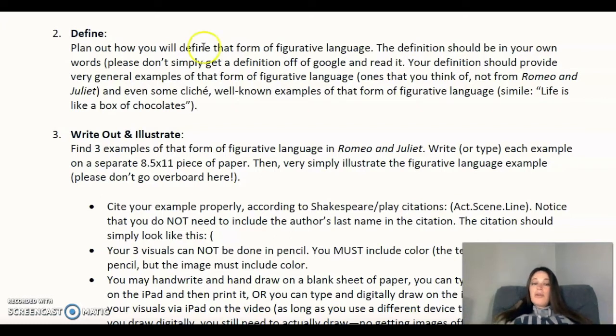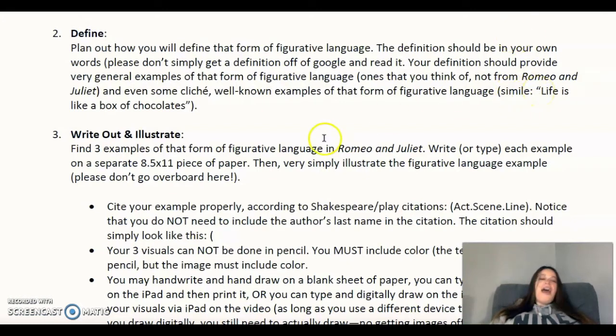And you can even throw in some cliche, well-known examples of that form of figurative language. For example, for a simile, you could say, one example of a simile is "life is like a box of chocolates," which of course is from Forrest Gump, a really, really well-known simile. You can use that in your definition. Okay, obviously, if you're going to do simile, please don't use that one since it's on the assignment sheet.